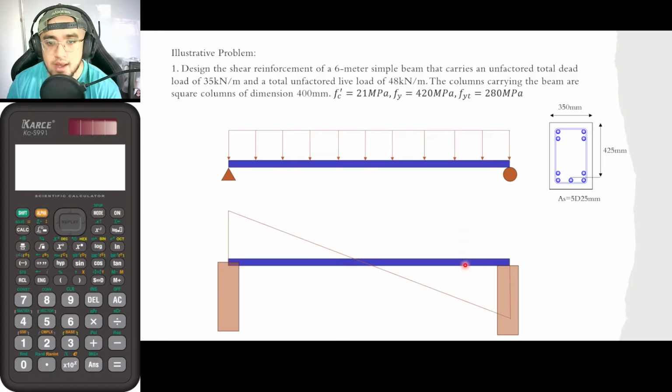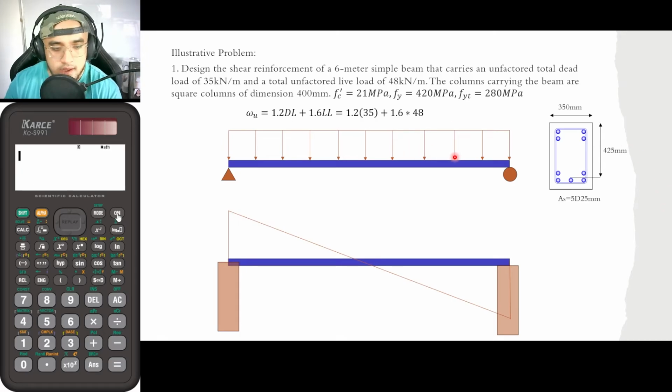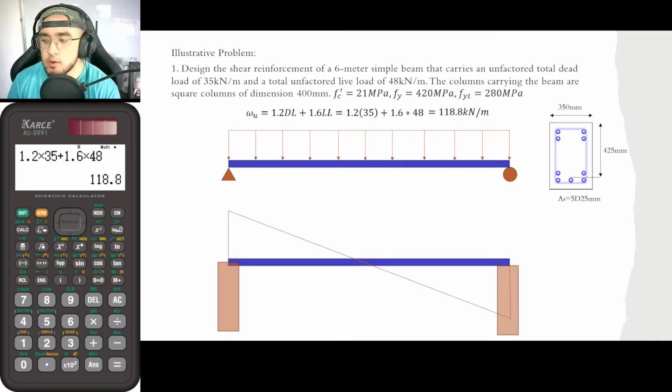From that, I would now get the load combination of it. The ultimate uniformly distributed load is now equal to 1.2 dead load plus 1.6 live load, and that is now equal to 1.2 times 35, that is the dead load, plus 1.6 times 48, and that is now the live load. Looking at the calculator to your left, that is now equal to 118.8. So that is now 118.8 kilonewton per meter.